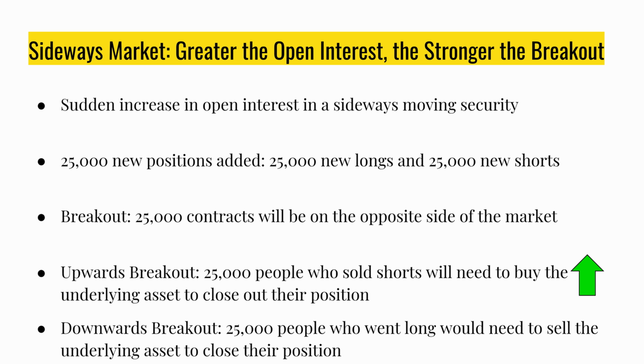On the other hand, what happens when there is a downwards breakout? This means that 25,000 people who went long will need to sell the underlying asset, causing them to close out their positions. This selling causes the price to drop even further downwards.